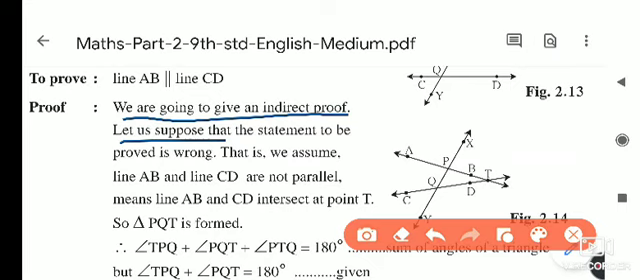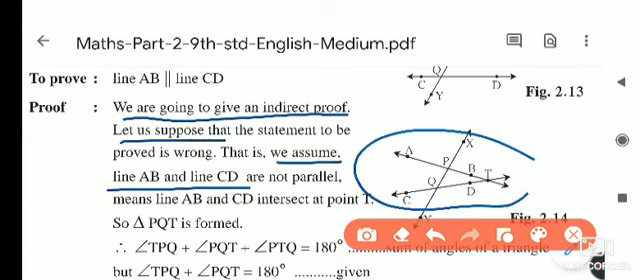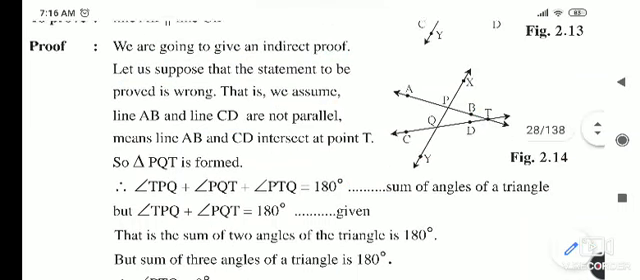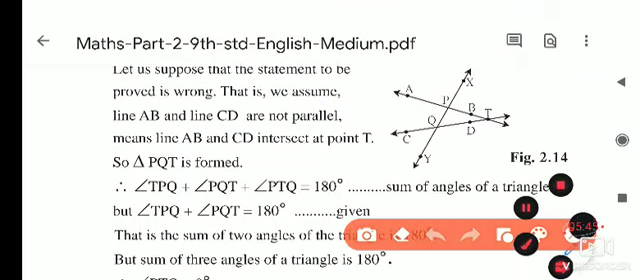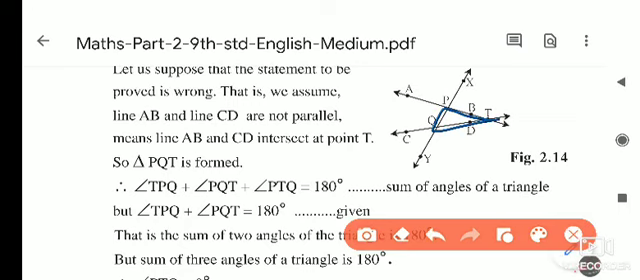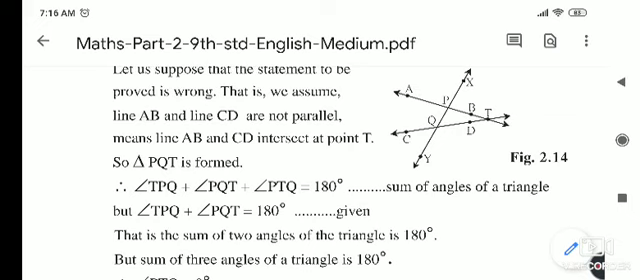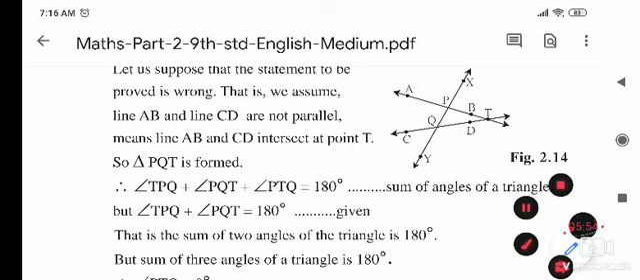So here we assume that line AB and line CD are not parallel to each other. If they are not parallel to each other, what happens? They intersect each other. So AB and CD intersect each other at point T, and here a triangle is formed, triangle TPQ. As we all know, the sum of all angles of a triangle is equal to how much?